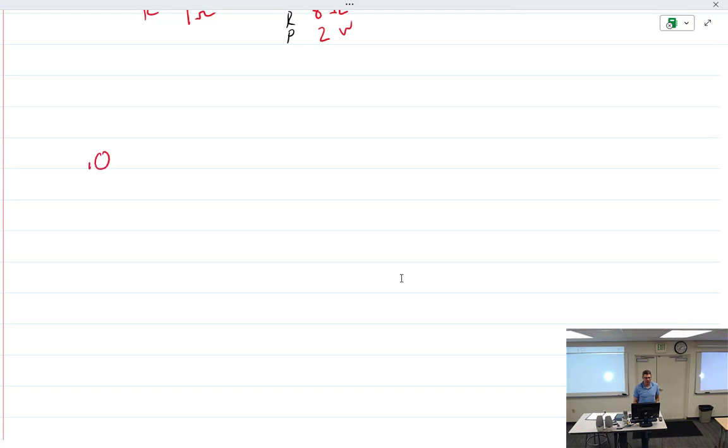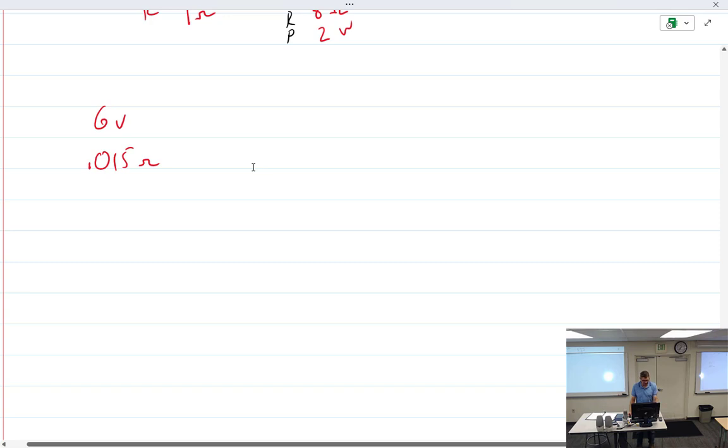Say we had 0.015 of an ohm. And if I had 6 volts, what's the resistance on that? You mean it's the current? Or the resistance? I didn't mean the resistance. That is not at all what I wanted to do. All right, let's try that one more time.